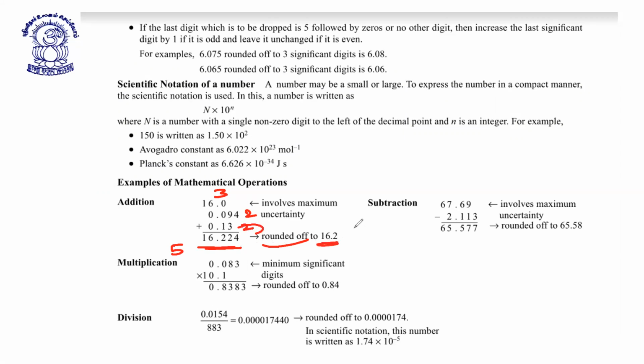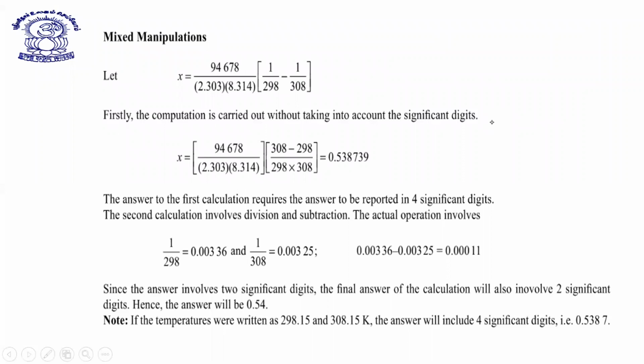So it is maximum 3. The same way subtraction also you have to do like this, and multiplication as well as division. So I hope you understood this concept. Next concept I'm moving to: mixed manipulations.